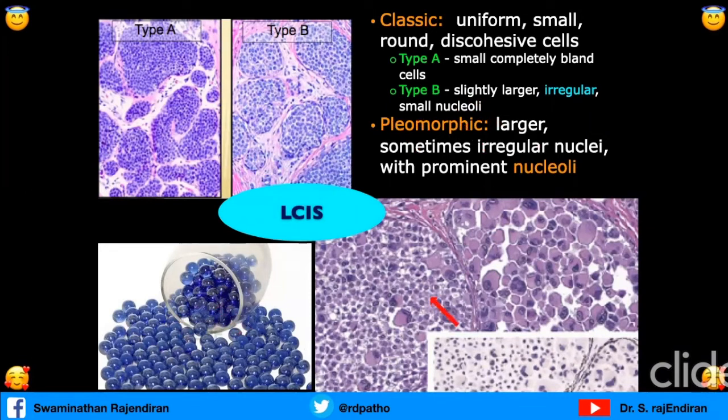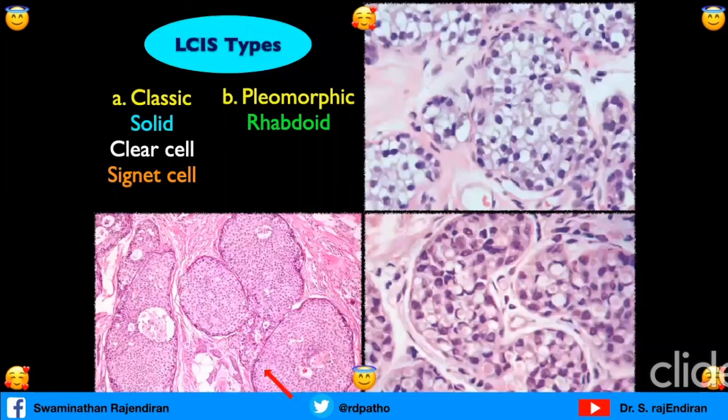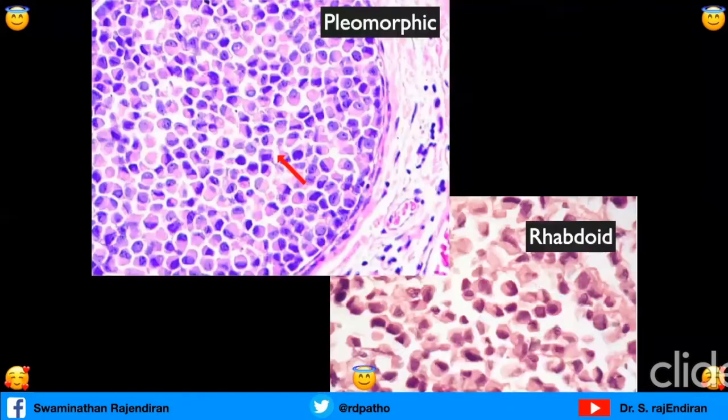And pleomorphic LCIS starts showing pleomorphism, and some rhabdoid cells will be there. They are larger cells with irregular nuclei, but these are very uncommon. The most common thing is the bag of marbles appearance in LCIS. So this is the classic solid type, and this is the clear cell type and signet cell type. And in the pleomorphic type, you see rhabdoid cells. This is the pleomorphic type.